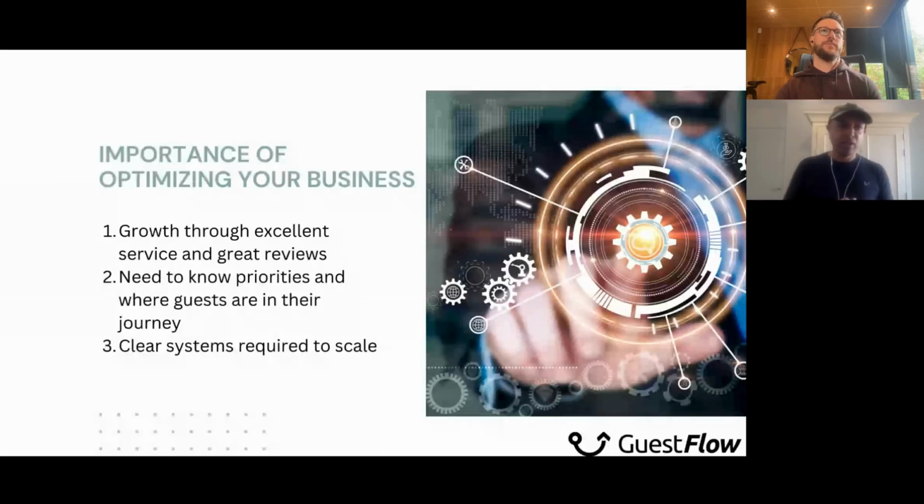Now, the best way to get 5-star reviews is to deliver a great service. And that's ultimately what you're trying to do. If you can deliver a great guest experience, a great service to your guests, you'll get those 5-star reviews and you'll get more bookings. So this is the crux. And it becomes more difficult to deliver that fantastic world-class service as you grow because there's more things that you need to do.